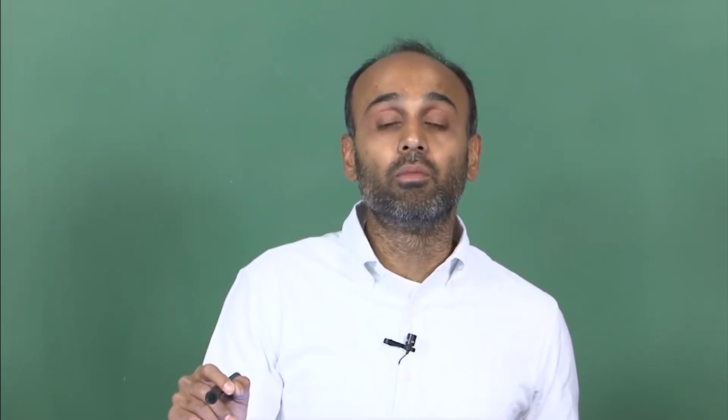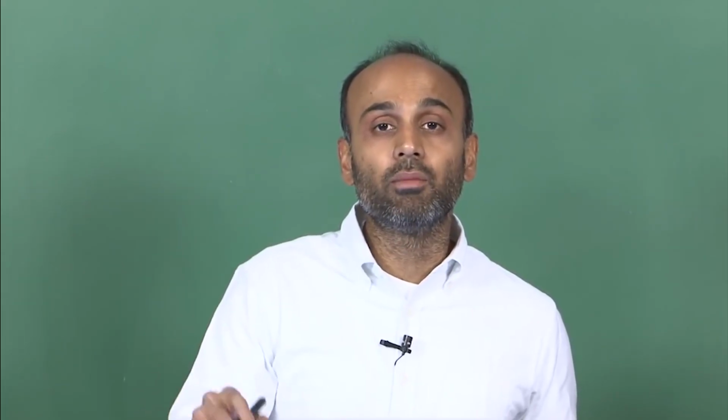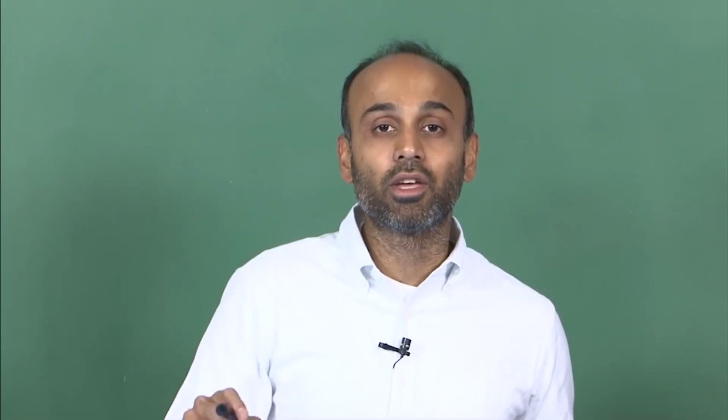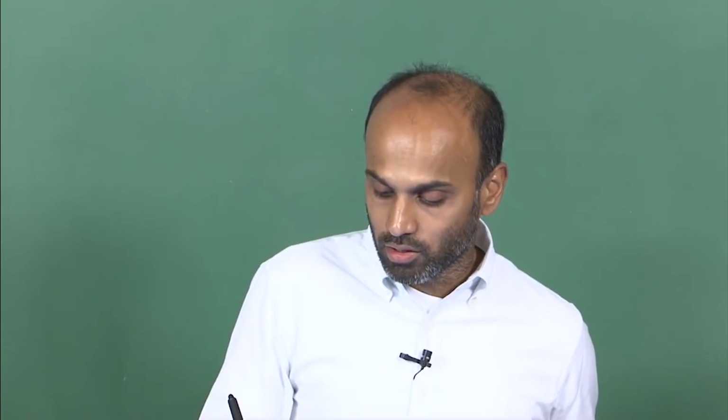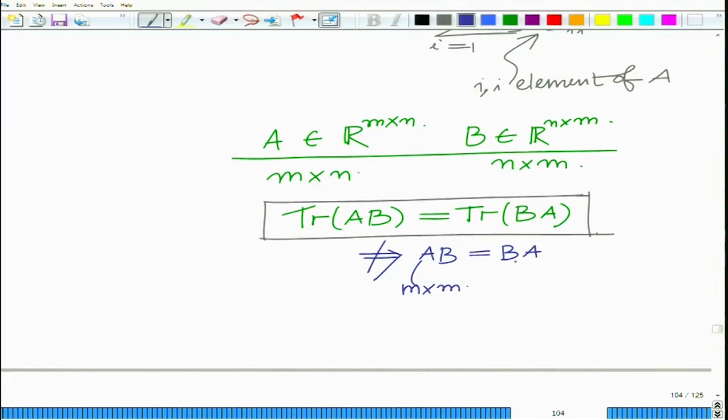In fact, AB in the most general case is typically not equal to BA, because if you look at it, AB is of size M cross M, and BA is of size N cross N. So, if M is not equal to N, the sizes themselves are different. So, AB is not equal to BA. Look at this: this is an M cross N matrix, and this is an N cross N matrix.